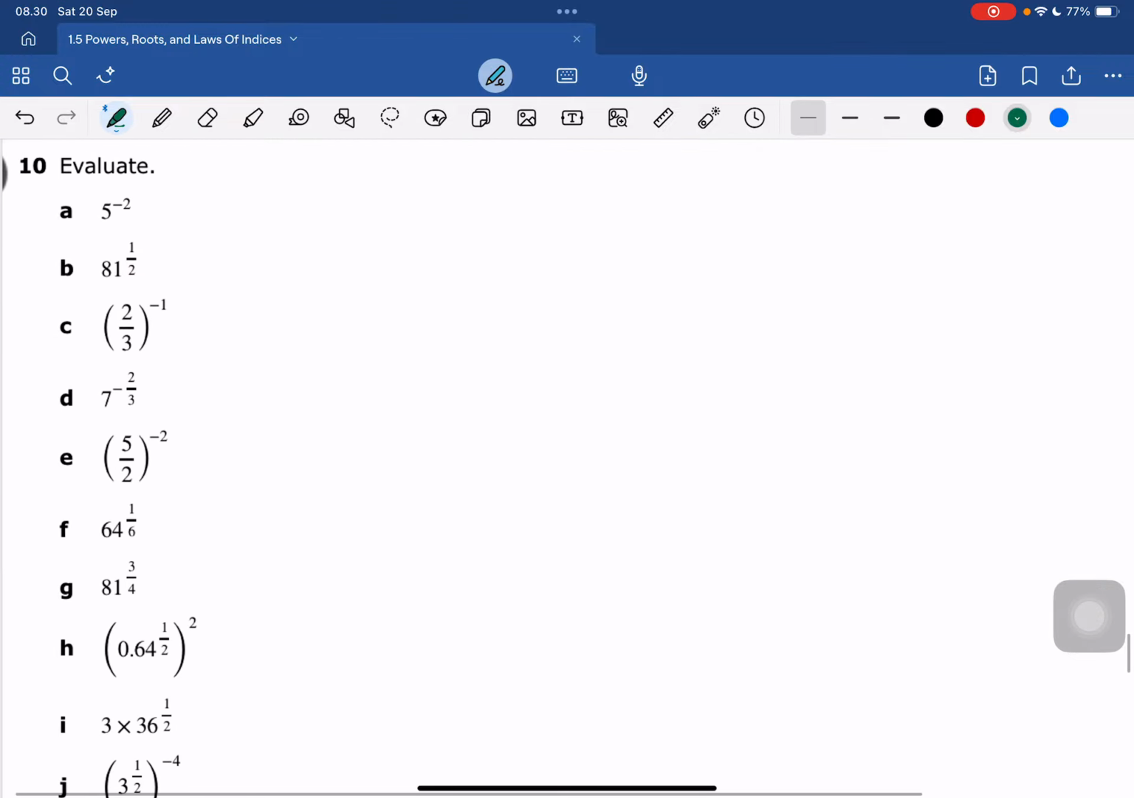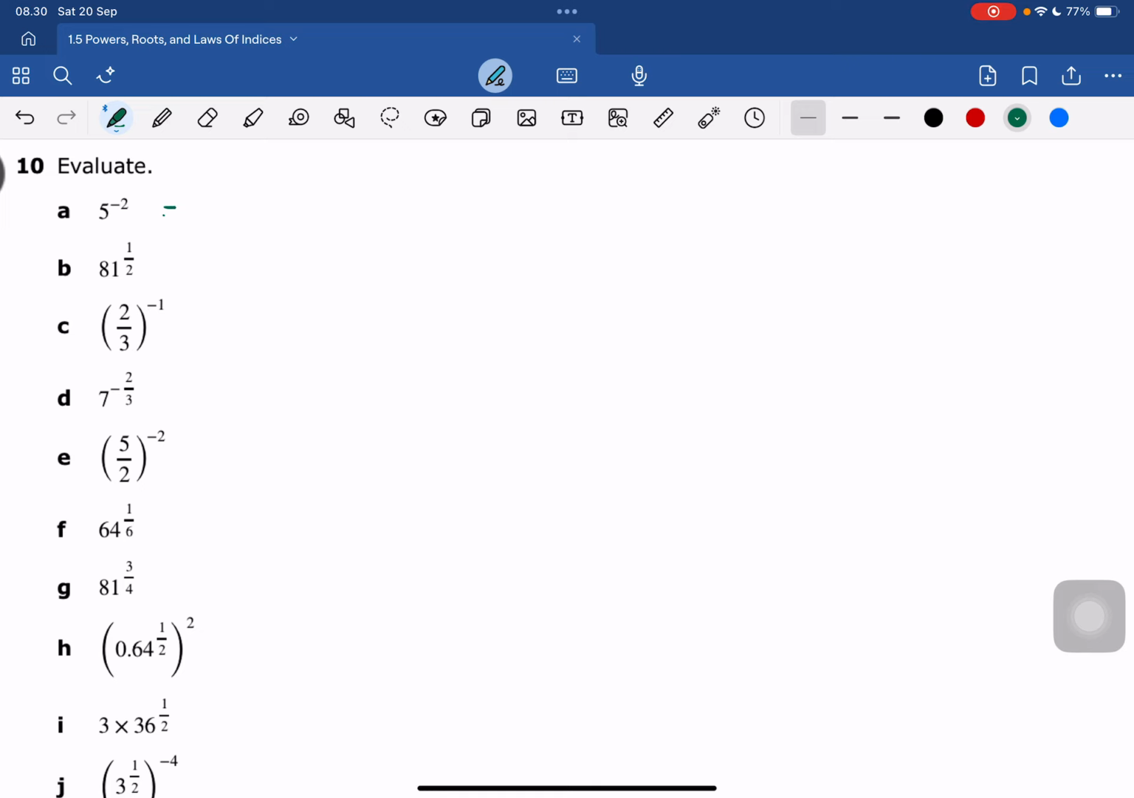So we have to find the answer. So this is going to be 1 over 5 square, which is 1 over 25. Next, this is going to be square root of 81, or the answer is 9. Okay, power of 1. So number 3 is going to be moved here. Number 3, just flip it. Next is, wow, so it's going to be 1.